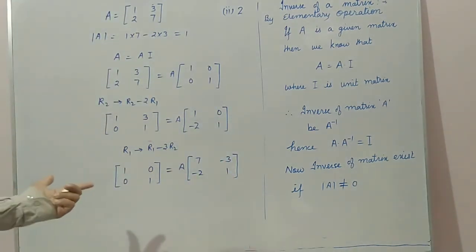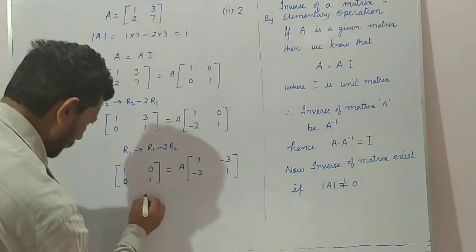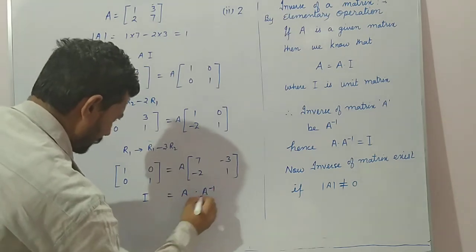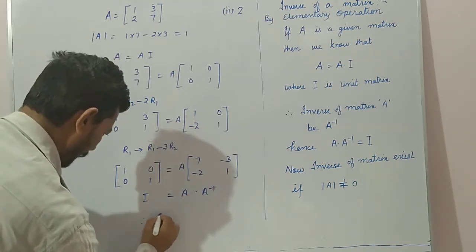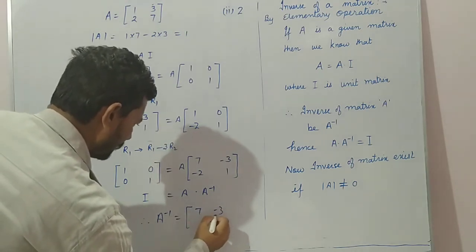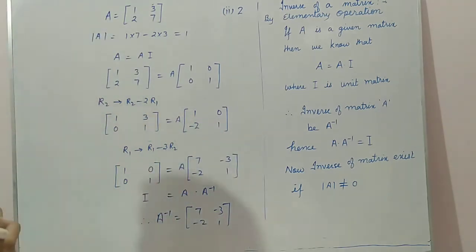So you are getting 1, 0, 0, 1 here. This is a unit matrix I. This is I, this is A. So this will be what? A inverse. Hence, therefore, A inverse equal to 7 minus 3 minus 2, 1. Okay.